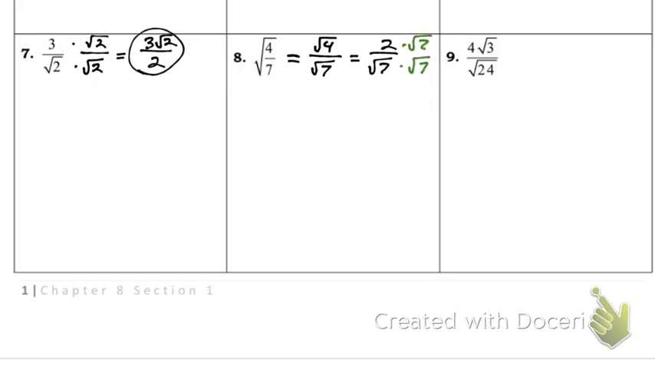We'll bring this down here. We'll have 2 square root of 7 over just 7. And we're done. There's no square root in the denominator. Square root of 7 is as simplified as can get. There's no perfect square that goes into 7.